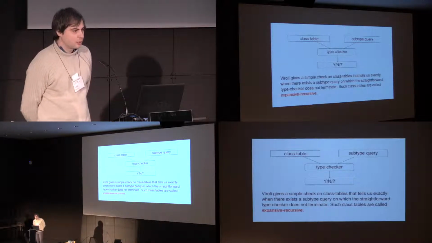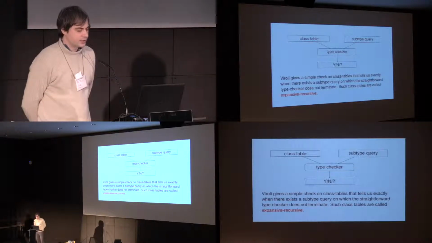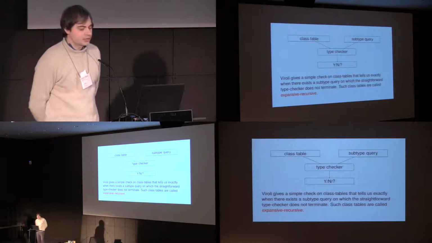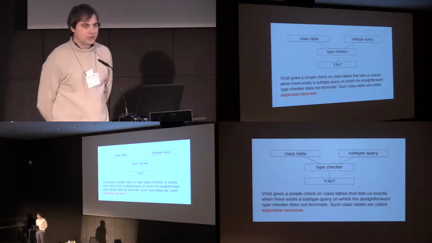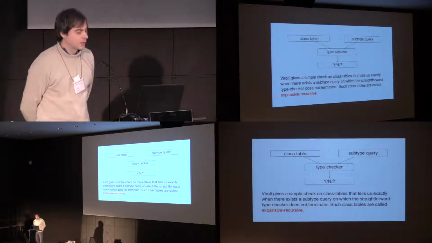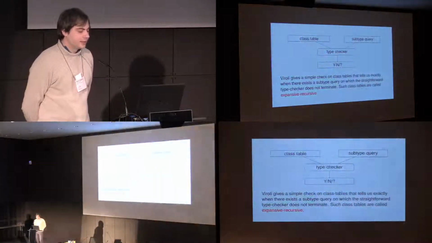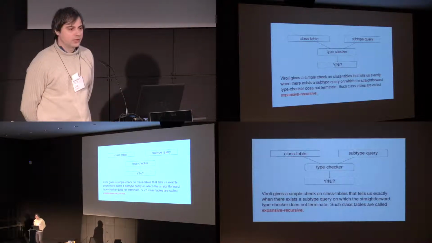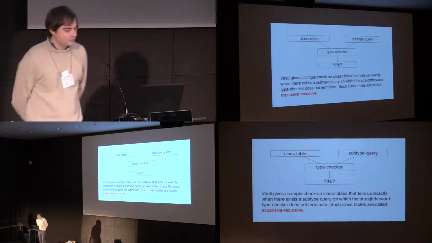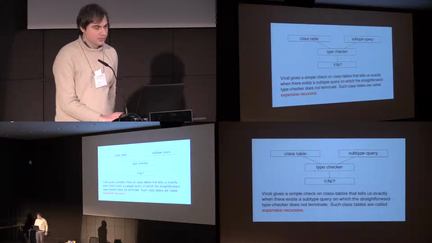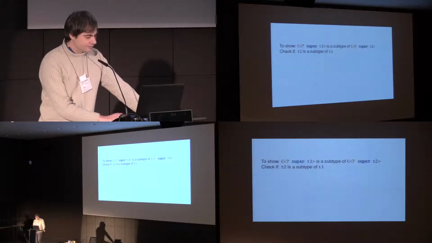And what he did, he came up with a simple check that you can apply on a class table. And if this check comes up and says yes, then that means whatever subtype query you come up with, the straightforward algorithm will terminate and say yes or no. But if you apply this simple check on the class table and it says no, then there exists a subtype query that will make the straightforward algorithm not terminate. And these class tables that allow this kind of situation are now called expansive recursive.